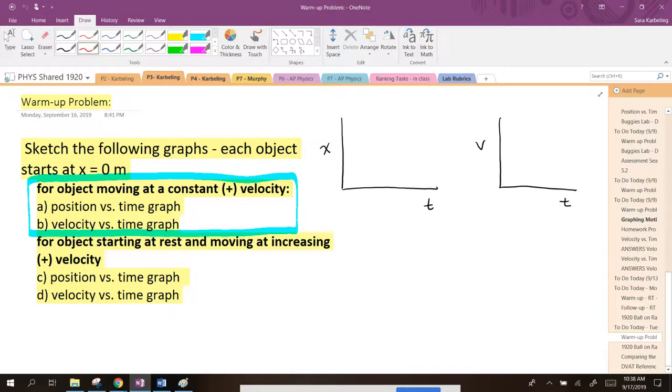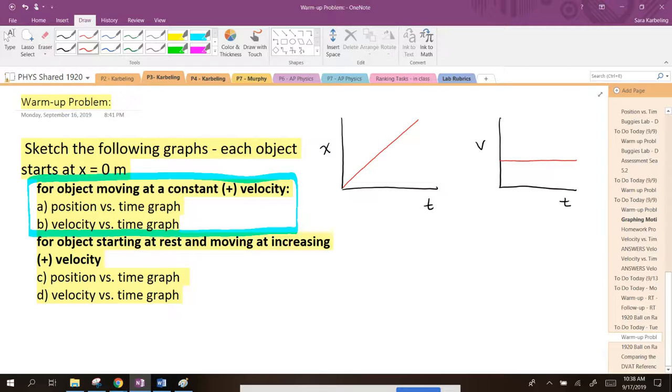So as this one starts, the velocity stays at a constant positive value, right? So that's pretty easy to graph a velocity versus time graph. Would you agree? Constant positive value, bam. And your displacement or position versus time graph, most of you had something that looked like that.